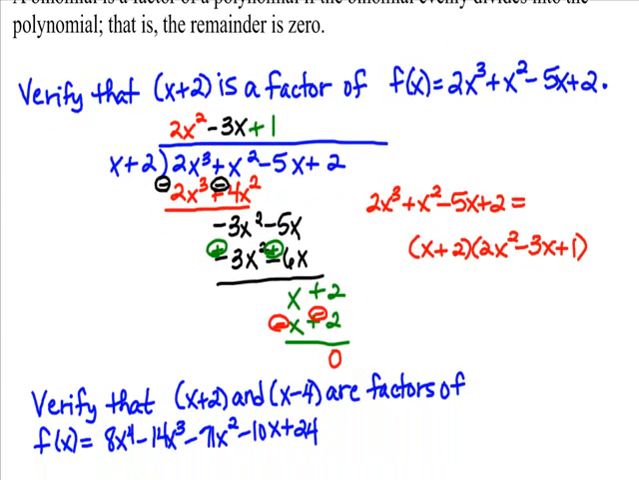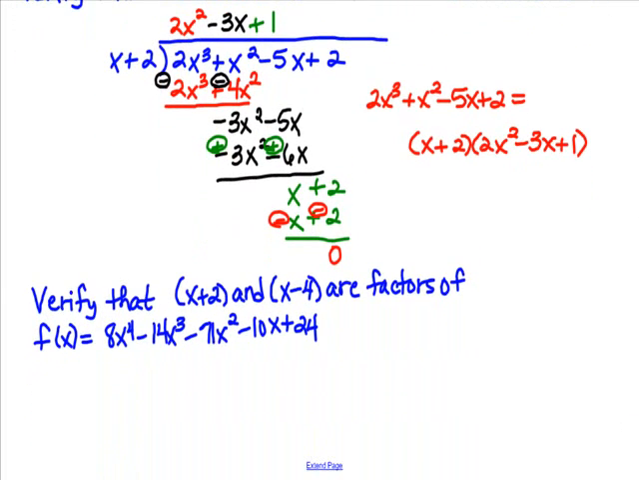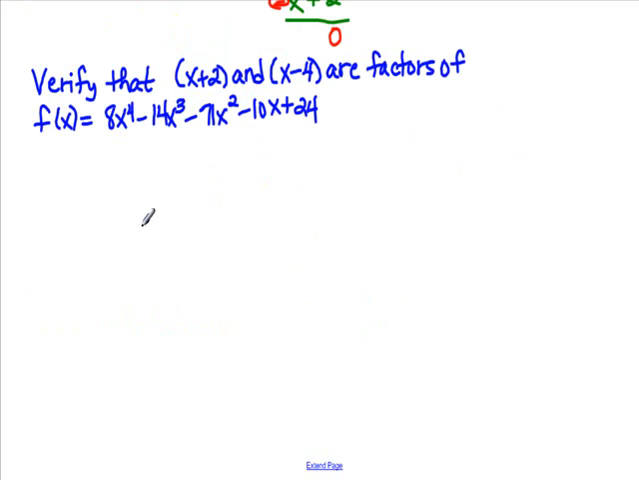Now what if we need to verify that a polynomial has two factors? Well, then you have to divide twice. So you take one of the factors, divide into the original polynomial, and then you're going to divide the next factor into the quotient of that first division. So let me show you how that works. So let's say we want to divide 8x to the 4th minus 14x cubed minus 71x squared minus 10x plus 24. And we're going to show that x plus 2 and x minus 4 are factors.